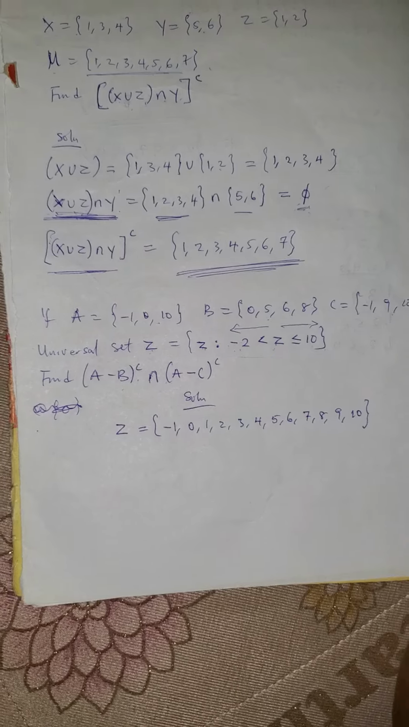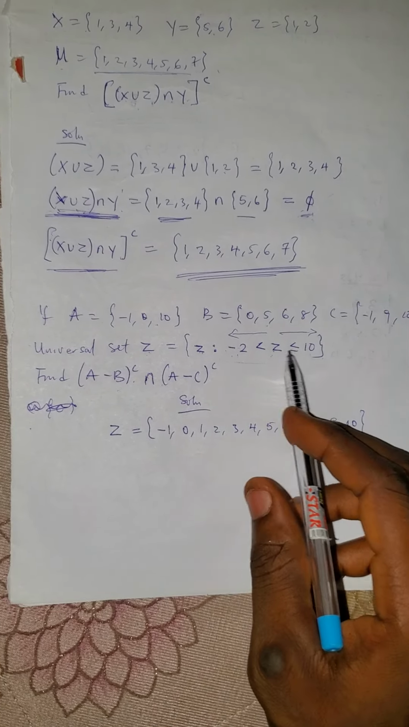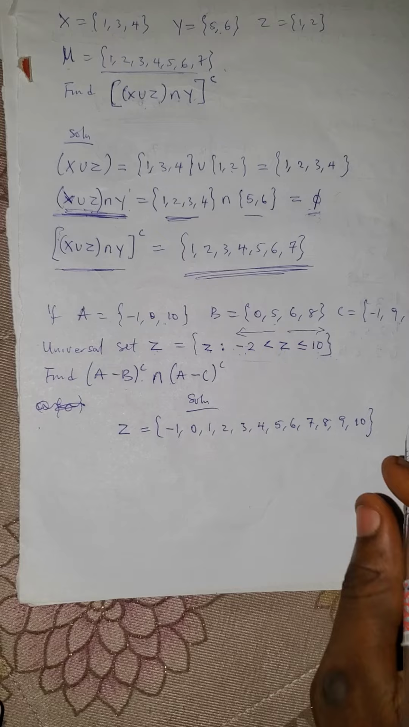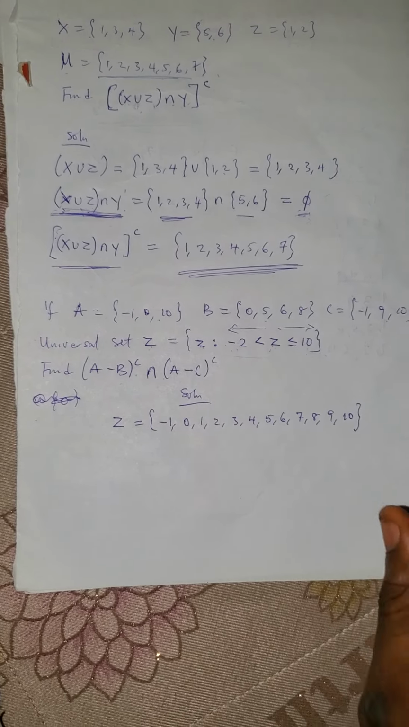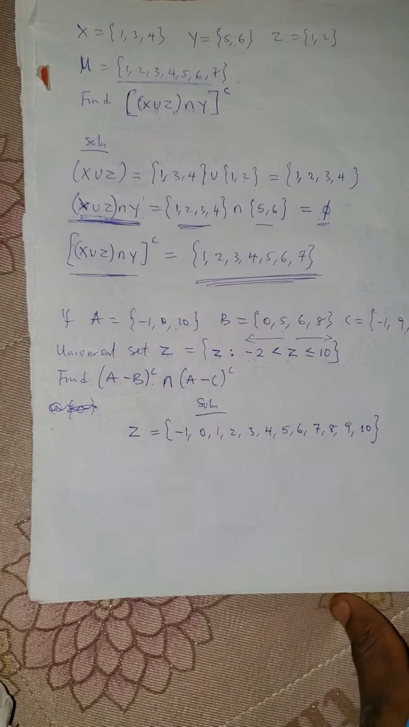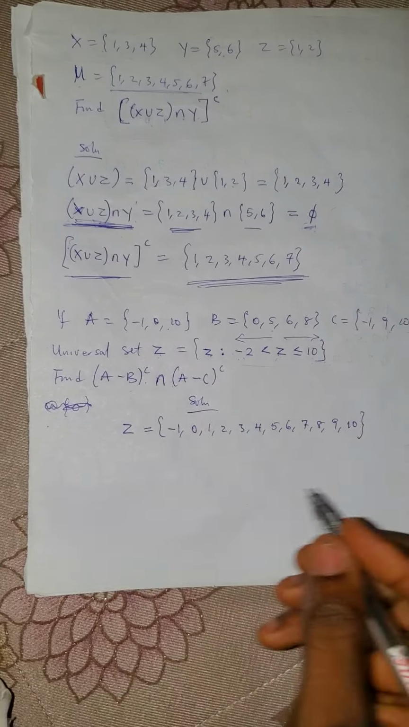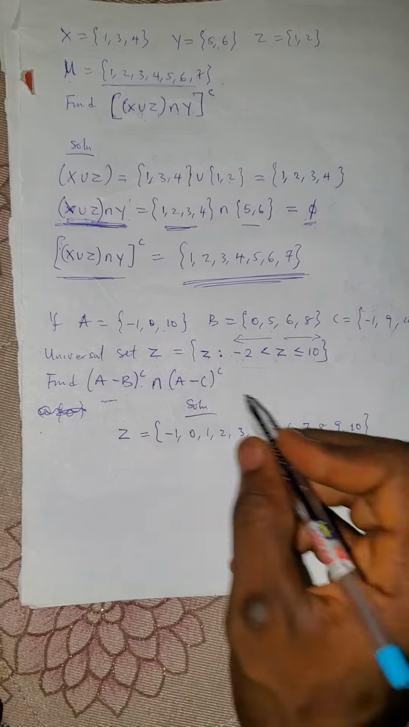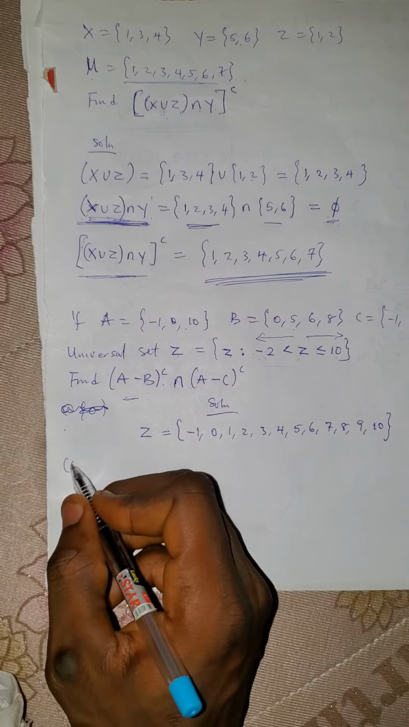The reason why we are stopping at 10 is because he said this z is less than or equals to 10, so it can be less than or exactly 10. This is the universal set. So let us now open the question. If I want to start this question, I will open it one after the other. Let me open the first one.